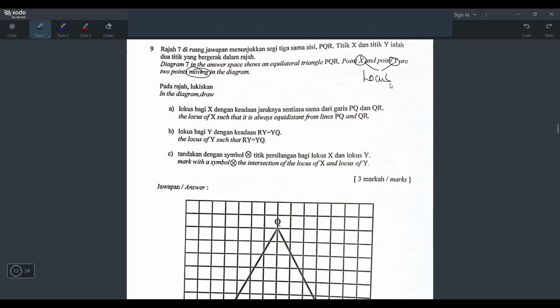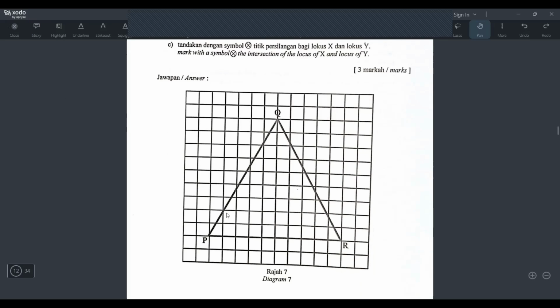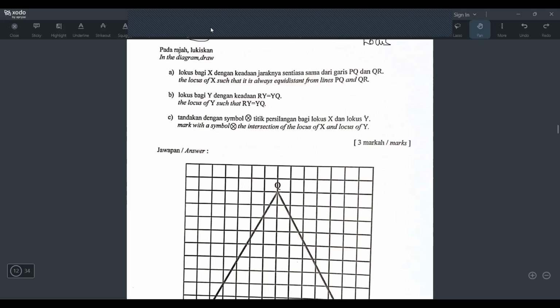All right. So locus has how many patterns? How many types? Do you remember? There are 5 types. Okay. Later I will show you my notes. Okay, never mind, let's read the question. In the diagram, draw the locus of X. It means X is the moving point. So if you look at the diagram, there's no X here. There's only PQR. You know why there is no X? Because X is what you have to draw. X is the moving point that you have to draw.